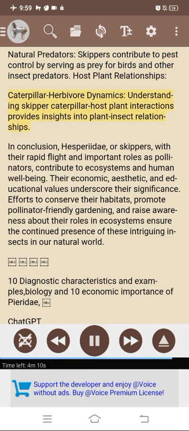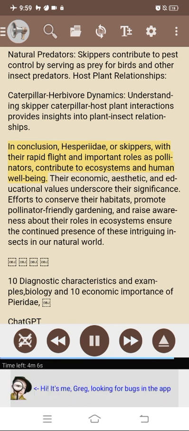Host-plant relationships. Caterpillar herbivore dynamics. Understanding skipper-caterpillar host-plant interactions provides insights into plant-insect relationships. In conclusion, Hesperiidae, or skippers, with their rapid flight and important roles as pollinators, contribute to ecosystems and human well-being. Their economic, aesthetic, and educational values underscore their significance. Efforts to conserve their habitats, promote pollinator-friendly gardening, and raise awareness about their roles in ecosystems ensure the continued presence of these intriguing insects in our natural world.